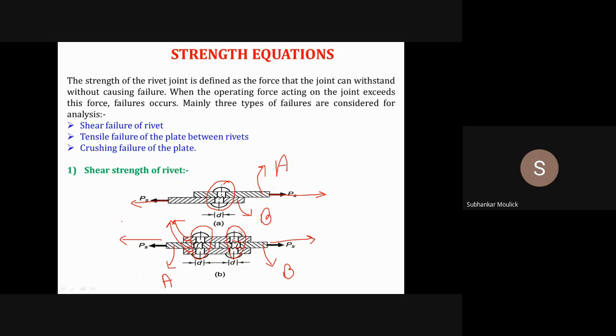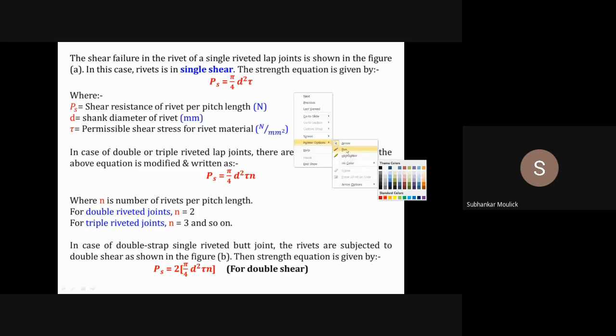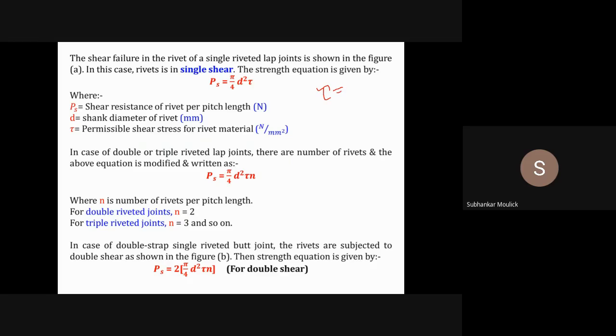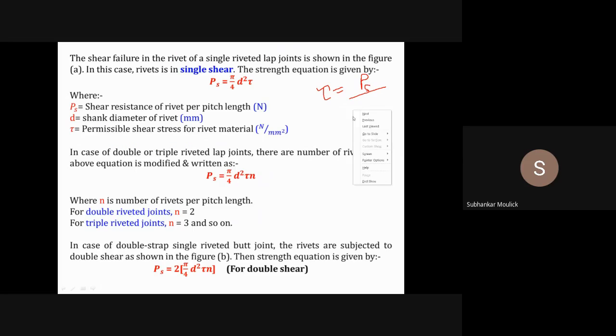Okay, fine. So if I consider PS, what is PS? PS is the shear strength of the rivet when shear failure of the rivet is occurring. Then in that case, we know that shear stress tau is given by shear strength divided by cross sectional area. Here I will take the cross sectional area of the rivet, not the plate, because the rivet is undergoing failure, and the cross sectional area of the rivet will be pi by 4 into d square.